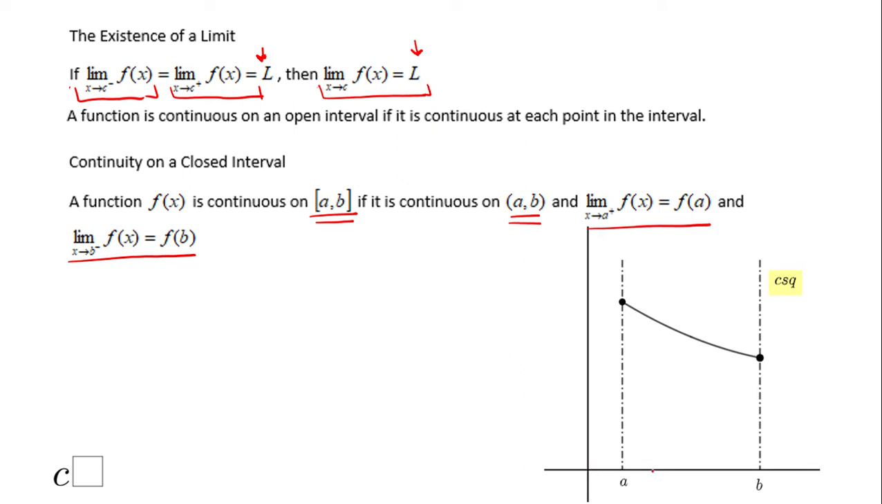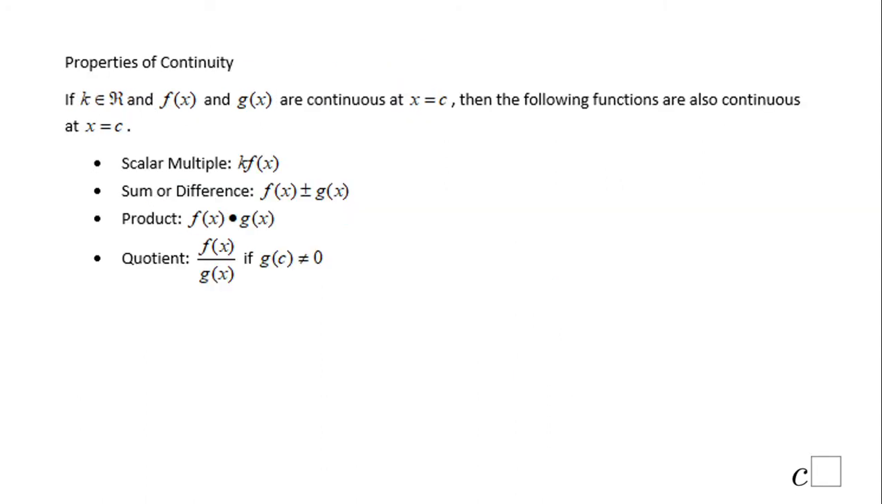And you notice once I approach a from the right side, I get closer to this f of a. And the same story about b. When I go closer to b from the left side, I'll go closer to f of b. Continuous functions have some properties. One of them is this first one, which says you can multiply a continuous function by a number and you get a continuous function at x equals c. The number can be any real number, that's what it says here.